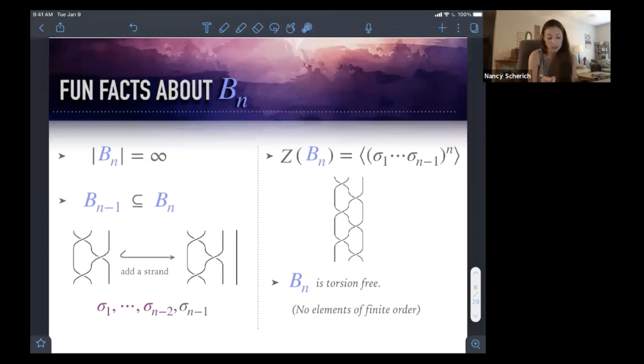You could have similarly put the strand that did nothing in the front. So at the front of the braids or the back of the braids, it doesn't really matter. But every braid group contains all of the smaller braid groups, and contains it in multiple ways. So that's a good fact to know.